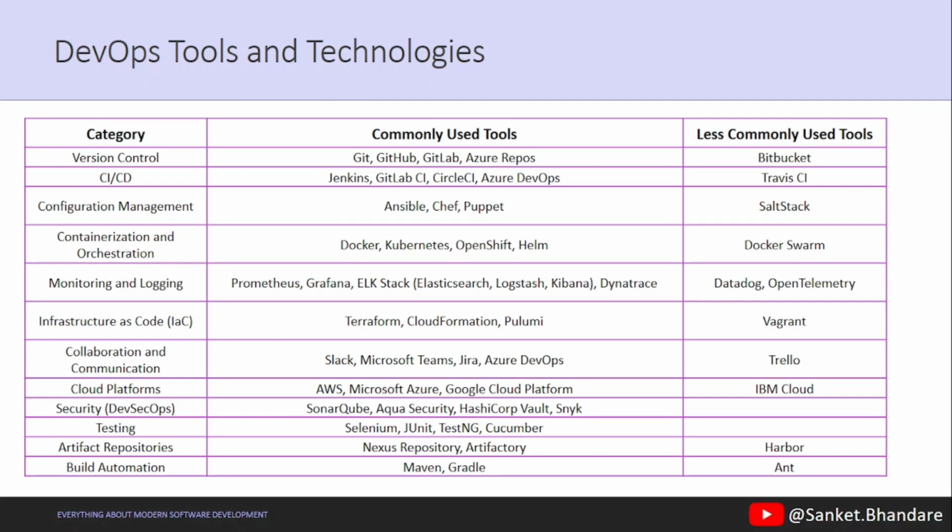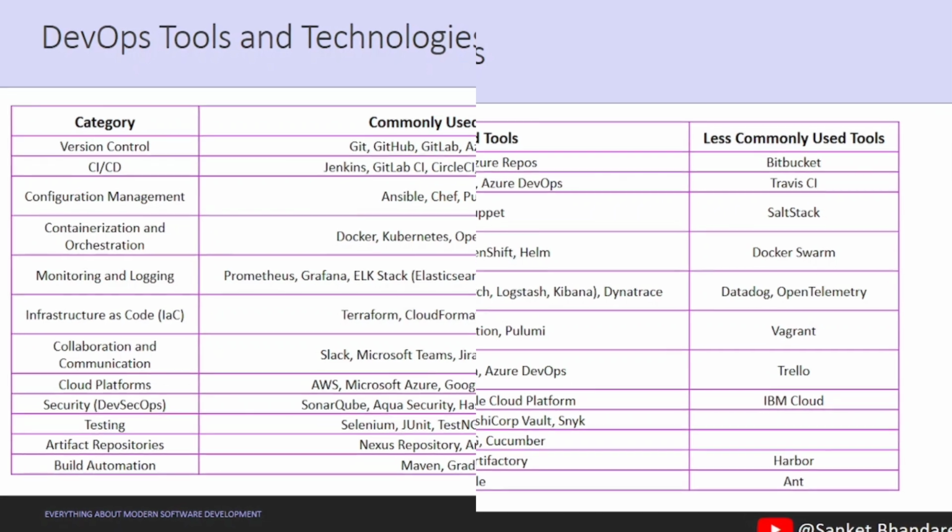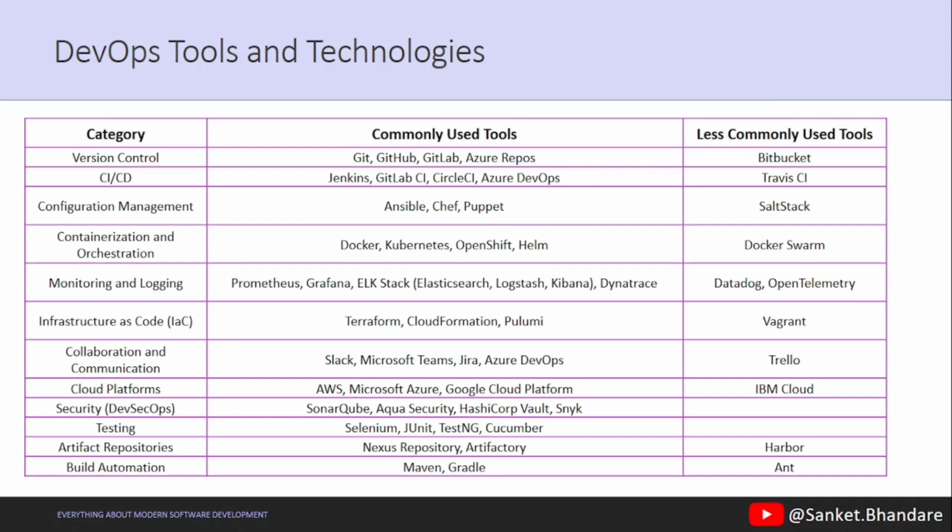Cloud platforms. The top 3 cloud platforms being used across the industry are AWS, Microsoft Azure, and GCP. These are the 3 clouds which are widely used in the market. Security. To implement security in your DevOps lifecycle, you need to know SonarQube and HashiCorp Vault. SonarQube and HashiCorp Vault are widely used tools.